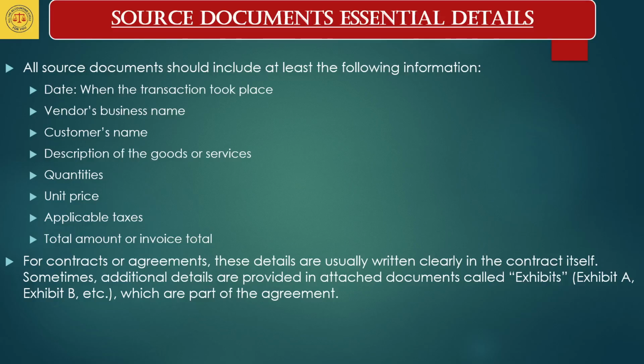For contracts or agreements, these details are usually written clearly in the contract itself. Sometimes additional details are provided in attached documents called exhibits, Exhibit A, Exhibit B, etc., which are part of the agreement.